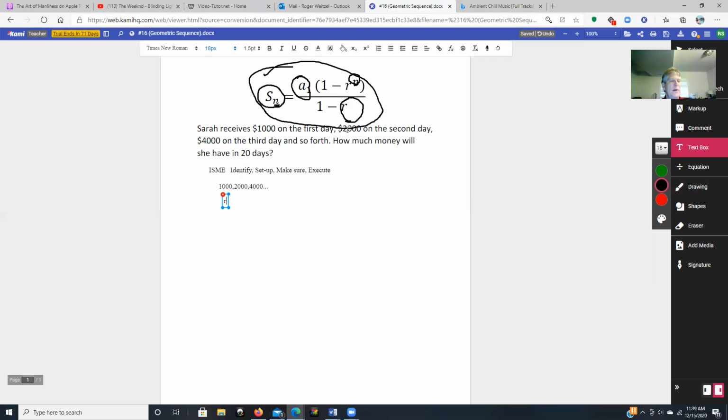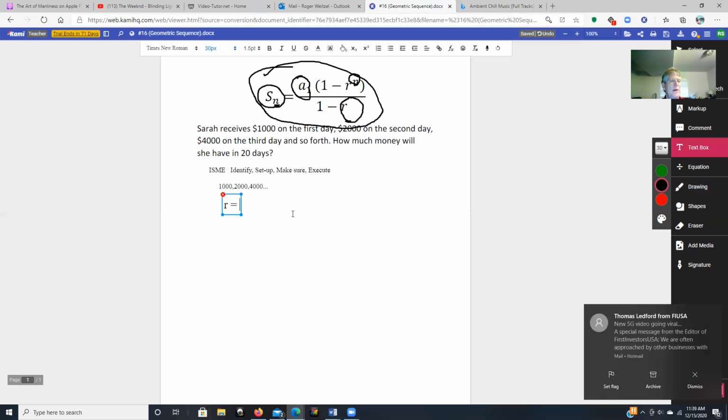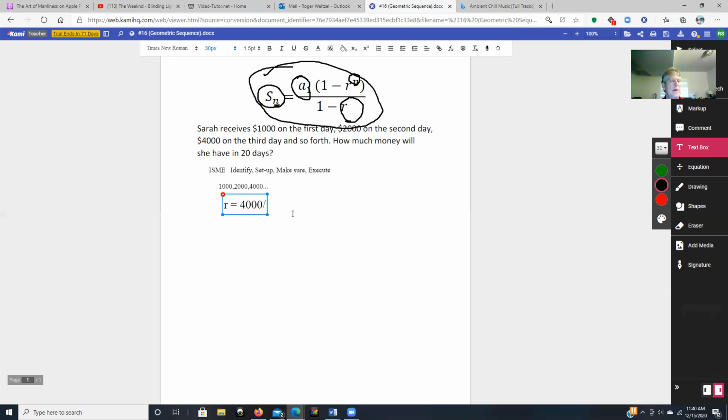That is a small font. Let's see if we can increase that font. Let's go up to 24. How about even 30? Let's take a look at that. So R is going to be, let's just go with the third term over the second term, and that's going to be equal to 2. So R is equal to 2. So we'll just make a note of that. R is equal to 2.